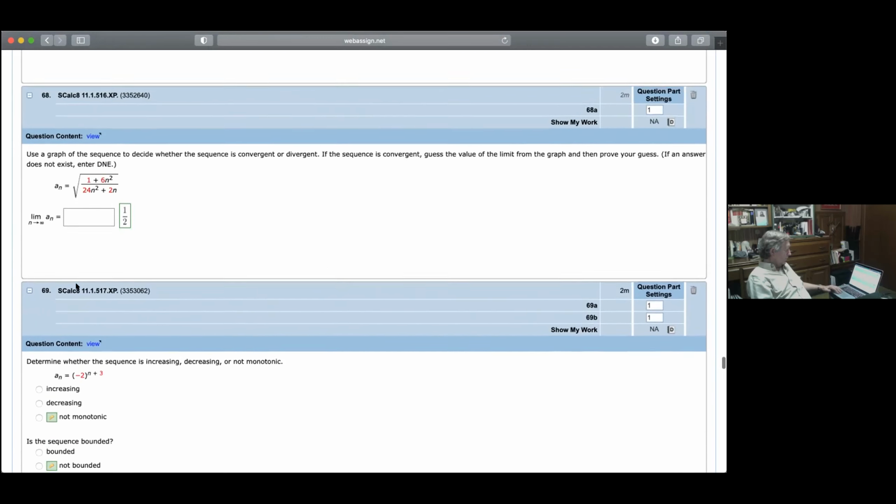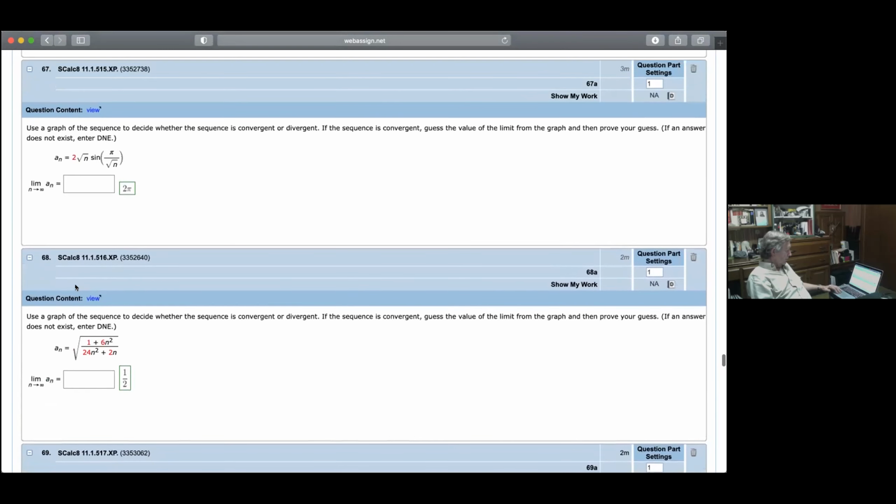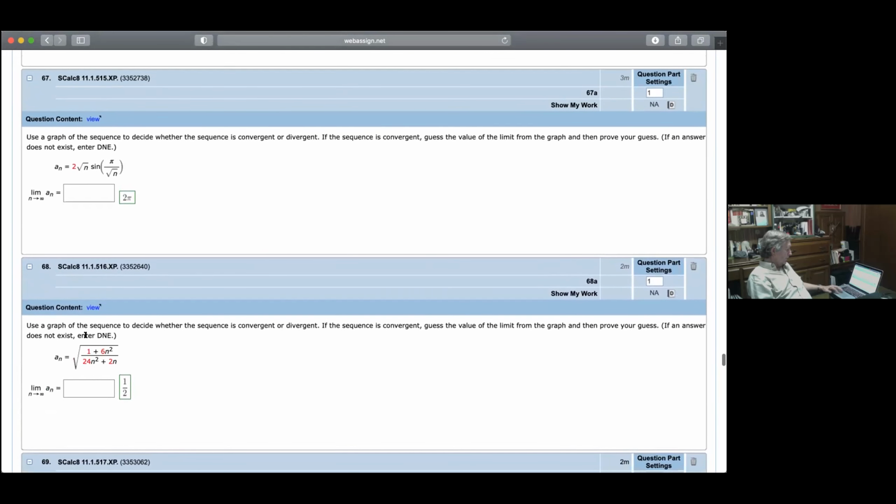So if you do try a couple of those, use a graph of the sequence. Now that's dirty because how do you know how to graph? I don't know how to graph this sequence, so I have to plot some points. Okay, but could you figure out what it's going to do? The square root is a continuous function. Square root is continuous. So the limit of the sequence of the square root is the square root of the limit.